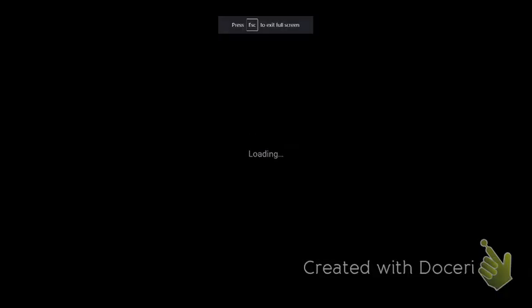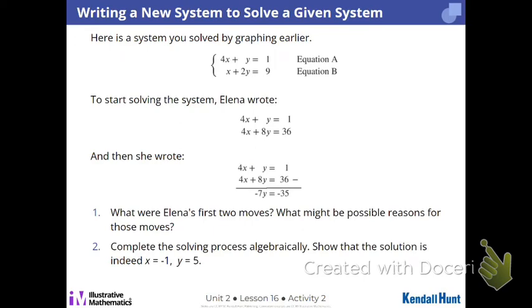Yeah, Raymond. Here is a system, the same system we were just graphing, and it's going through the steps Elena is taking to solve it. What I want you to do in your group is identify her first two moves that she did, and then complete solving to make sure you get the same answer as her. So first, what did Elena do? What are the two moves she did? And then continue to a solution, please. So let's take a look.